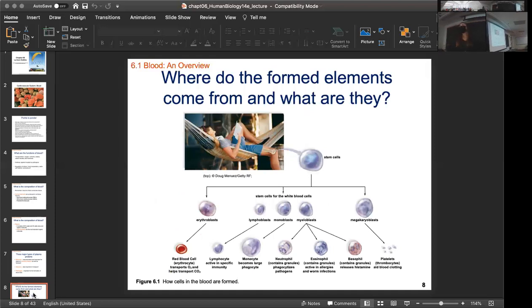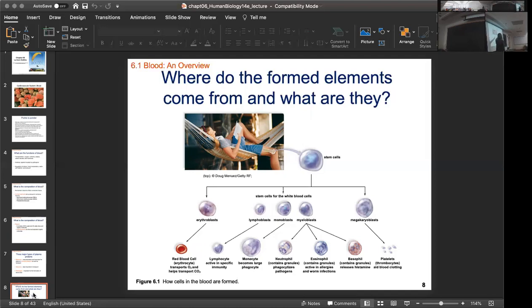So this slide is explaining where these formed elements come from and what they are. So you have stem cells that are in your bones and in your bone marrow, and the stem cells make different types of white blood cells. And these white blood cells are what these look like right here.